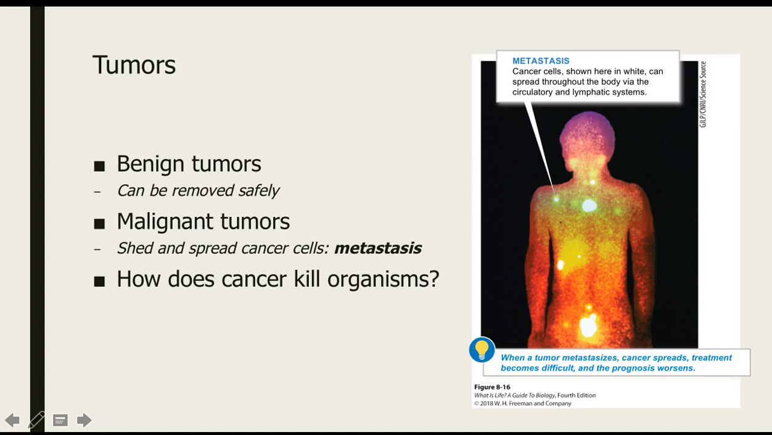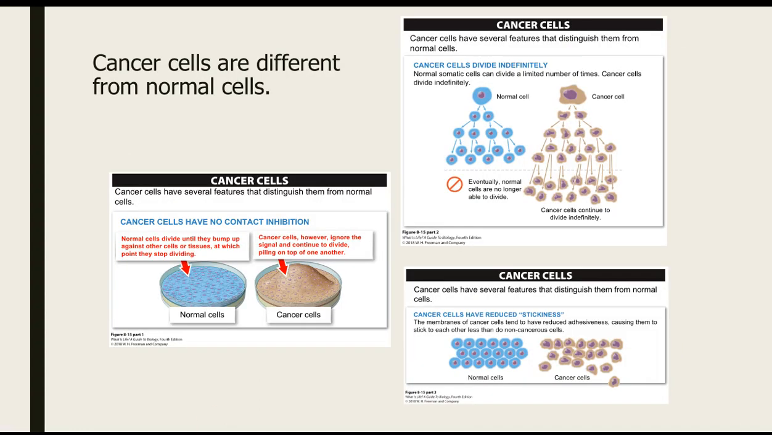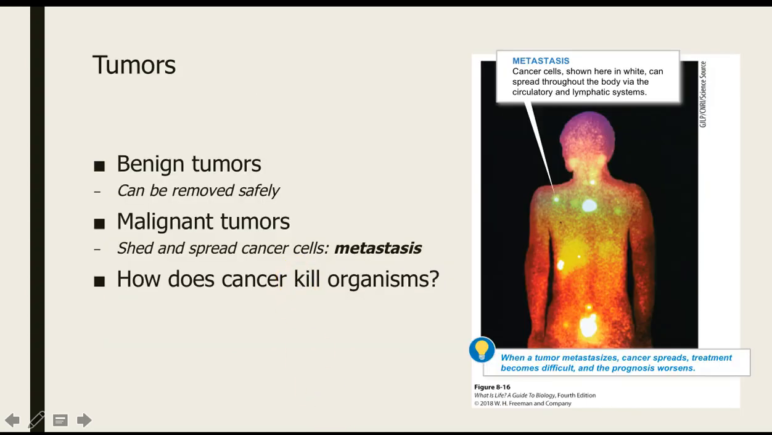So again, I just talked to you about the characteristics of cancer, and we talked about how this had no contact inhibition. Well, cells that don't have contact inhibition can be called tumors, but not all tumors are cancerous. So this is important to know.